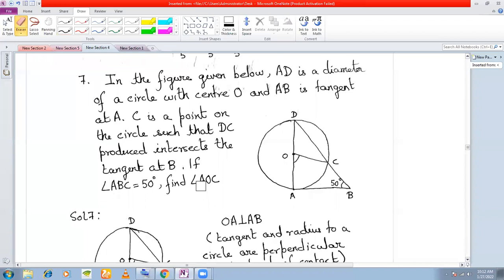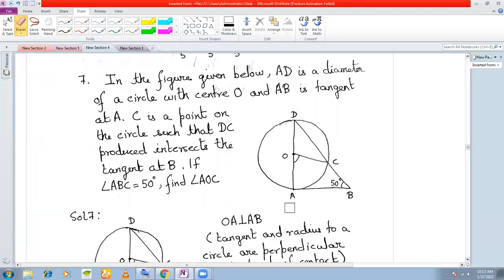Question number 7. In the figure given below, ED is a diameter. So this line here is a diameter to the circle. That means it passes through the center O, right? Of a circle with center O, and AB is a tangent. And this line AB that you see here, this is a tangent to the circle. And what is the point of contact of this tangent? A, right?